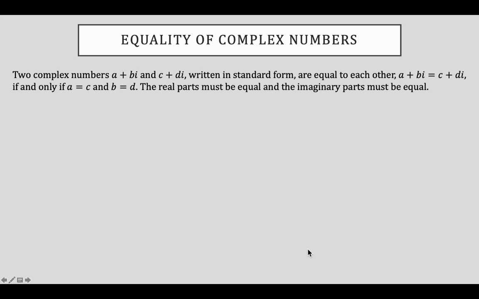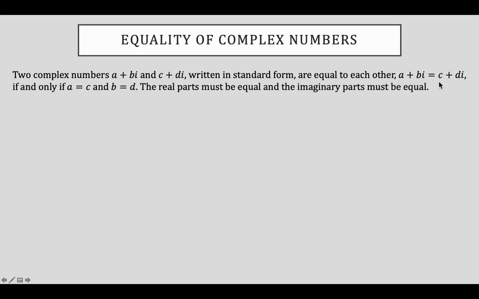So we've covered simplifying complex numbers and different powers of i. Now let's talk a little bit about some algebra relating complex numbers, starting with equality of complex numbers. Two complex numbers, a plus bi and c plus di, written in standard form, are equal to each other.